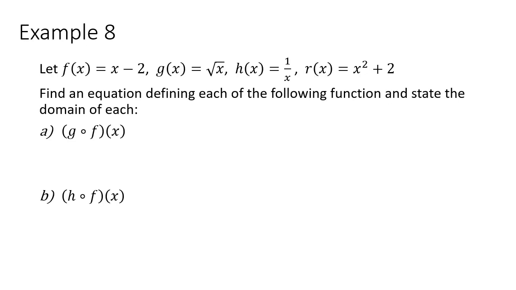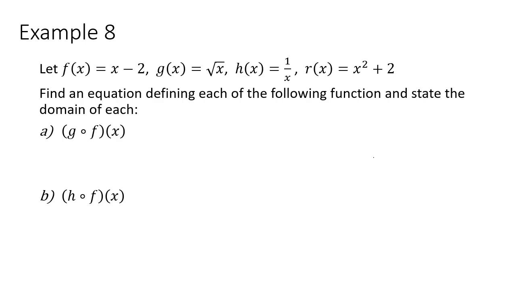So let's try it out. Let's find some compositions of continuous functions and their domains. We're given four functions to work with in this case. We've got f of x, which is x minus 2. g of x is square root of x. h of x is 1 over x. And r of x is x squared plus 2. In part A, and for all of these, find an equation defining the function, that shortcut rule, and state the domain of each.